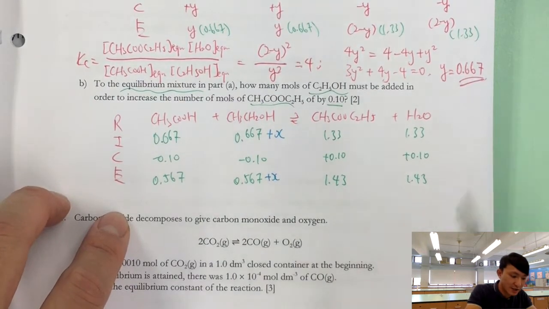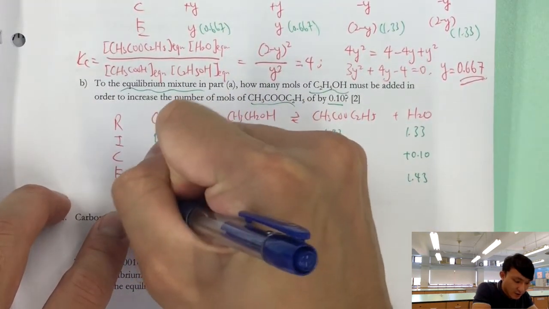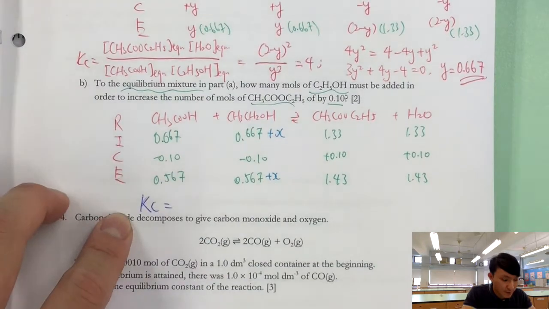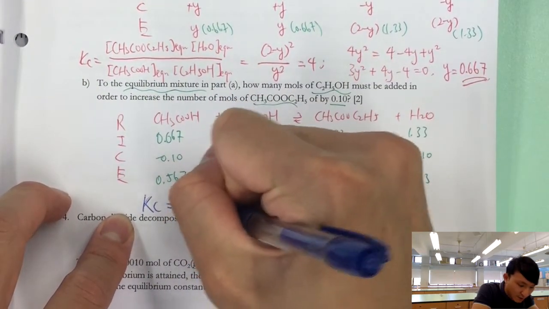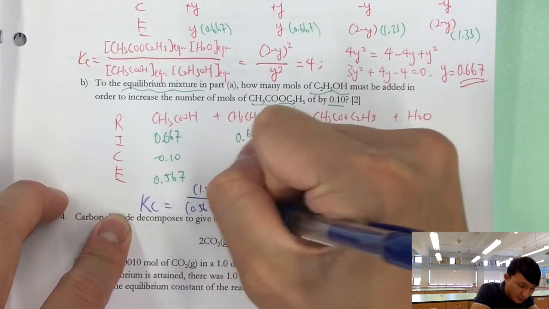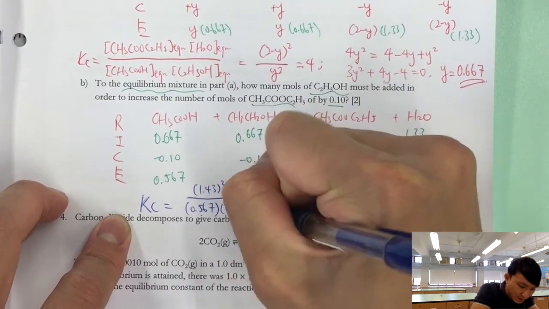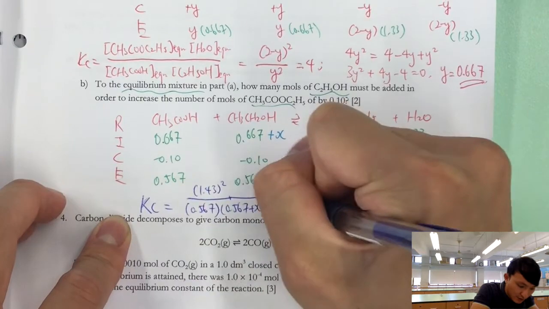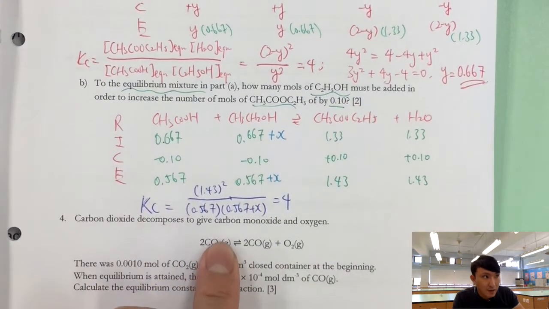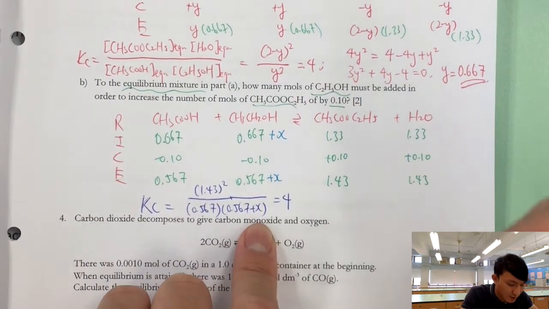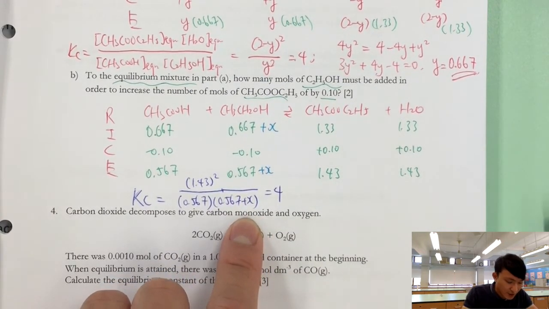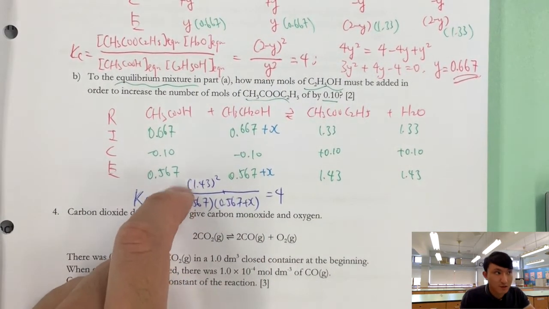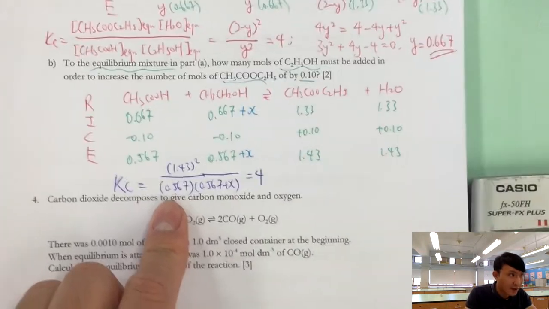So, Kc equals 1.43 squared divided by 0.567 times (0.567 plus x), which is equal to 4. Okay? Then you can simply solve this equation. It's quite tedious to solve this. We can solve the numbers first.